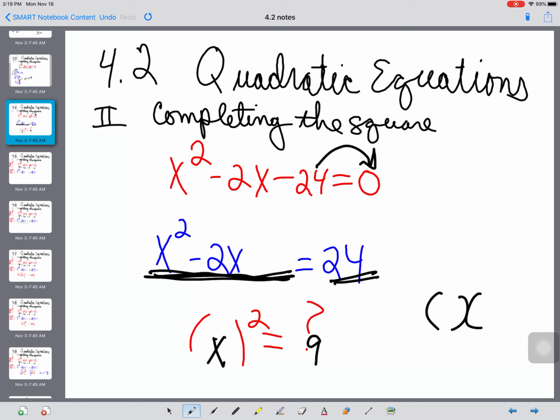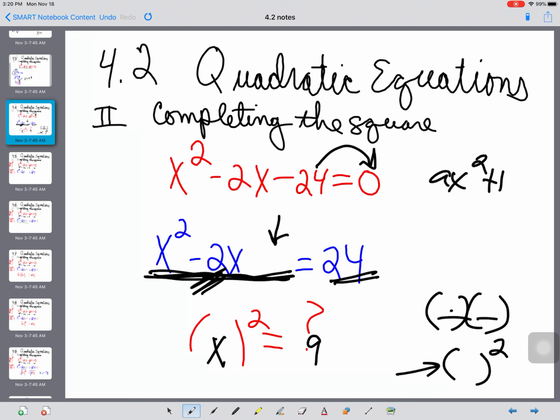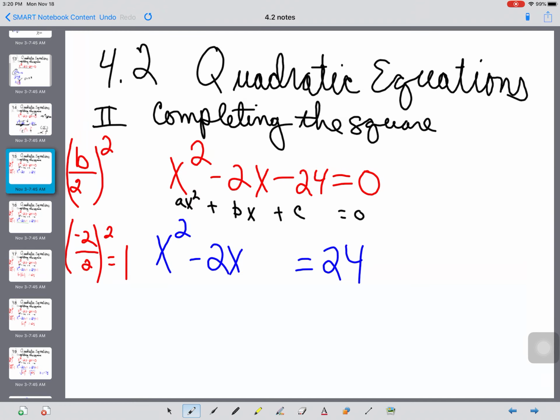I want to be able to factor that so that these two things are the same, and I could write it as one thing squared, or in other words, complete the square. Well, here's the process. To figure out what goes in this spot right here, you take this term. Now remember, in the ax squared plus bx plus c, the b is that number right there, negative 2.